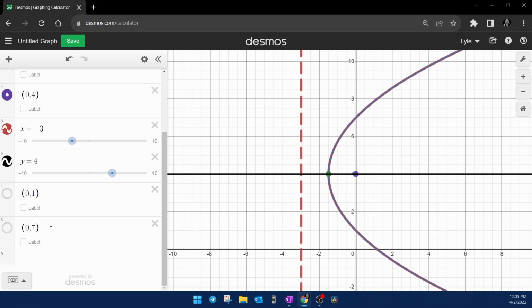And then the last thing I wanted to check were the endpoints of the latus rectum. So if I turn those on, you can see that they are on the parabola as they should be. And if I connect the dots across, notice it contains the focus, perpendicular to the axis of symmetry and parallel to the directrix. And so everything checks out visually in DESMOS.